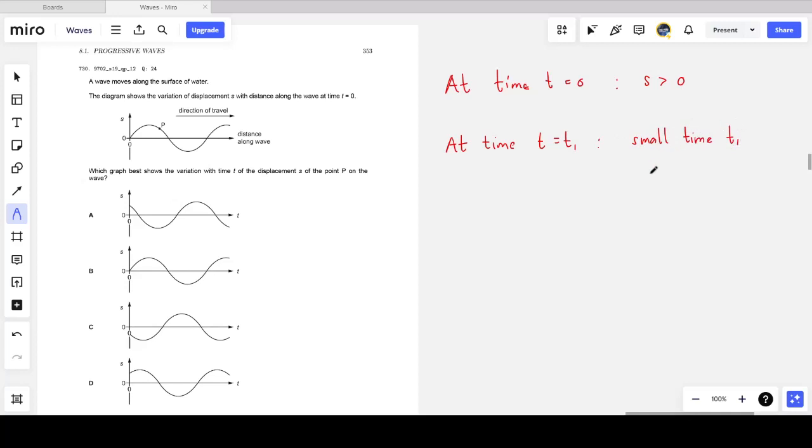I'll take another snapshot. What's going to happen? Well, if I'm looking at displacement against distance, then the wave will obviously move to the right because I'm told that the wave is traveling, the direction of travel is left to right. I'm given the direction of travel of the wave.